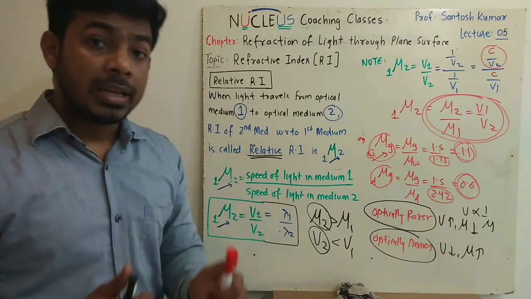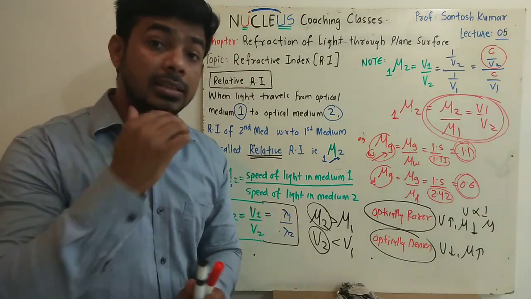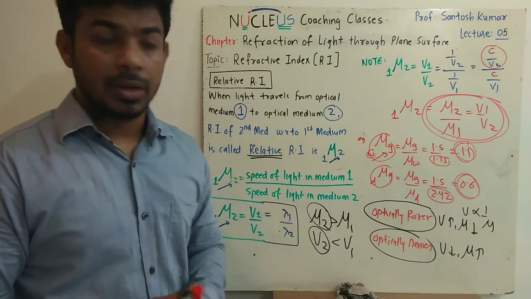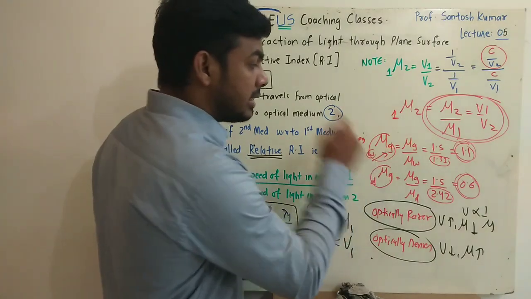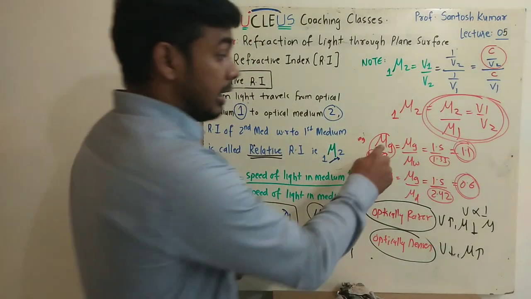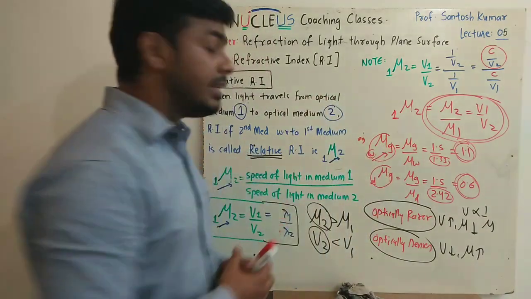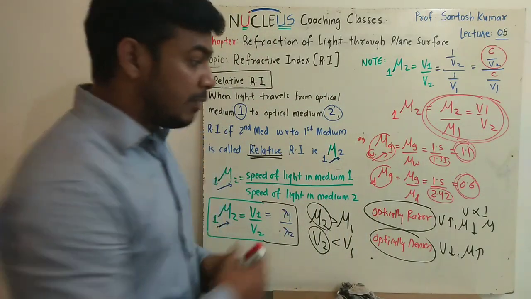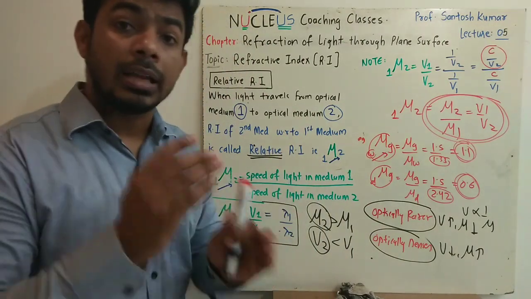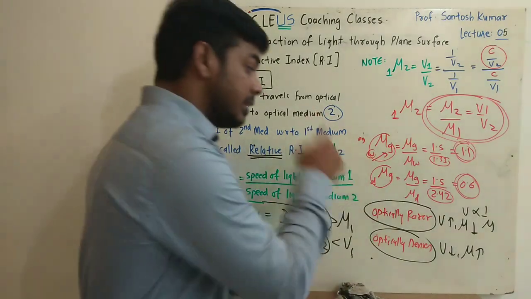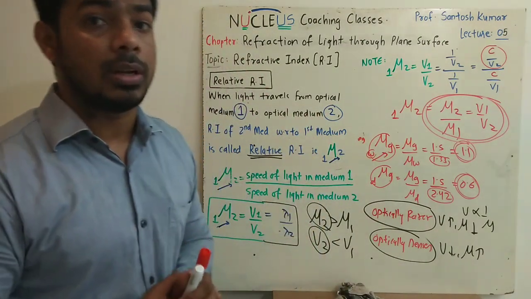So optically denser and optically rarer are just a relative concept, because if I talk about glass and water, glass is optically denser than water. But if I talk about glass and diamond, glass is optically rarer than diamond. Remember, these are two relative values.